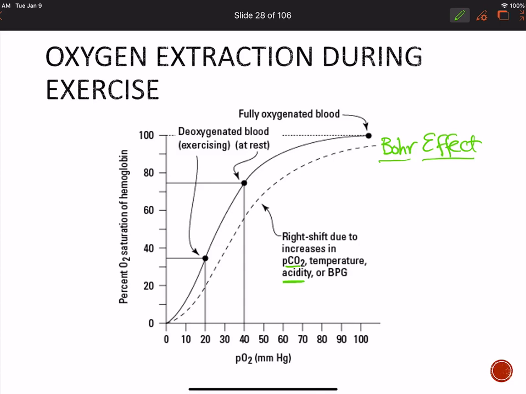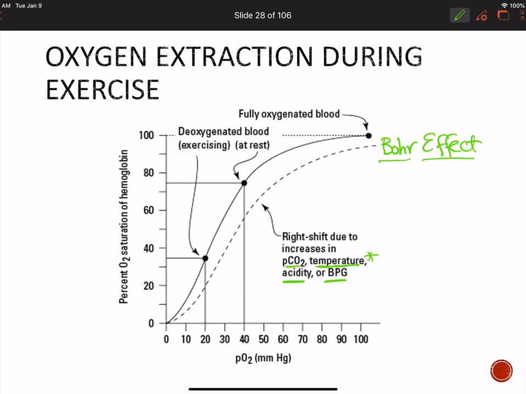These are all things that occur when we're using the muscle at a high level. We produce CO2, we start making lactate, which is an acid. BPG is a byproduct of some of the glycolytic enzymes. But another big one on here is temperature. So as you increase the heat, hemoglobin is more likely to let go of oxygen.